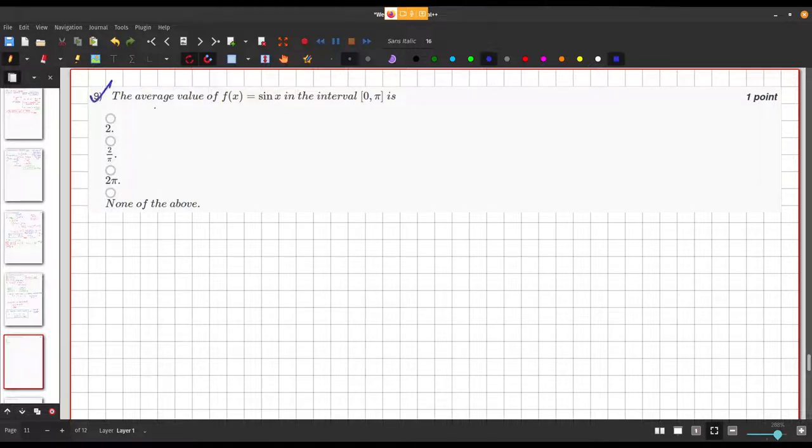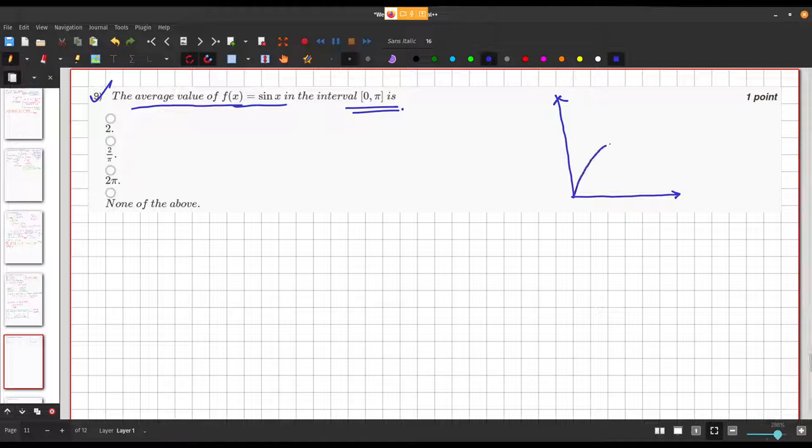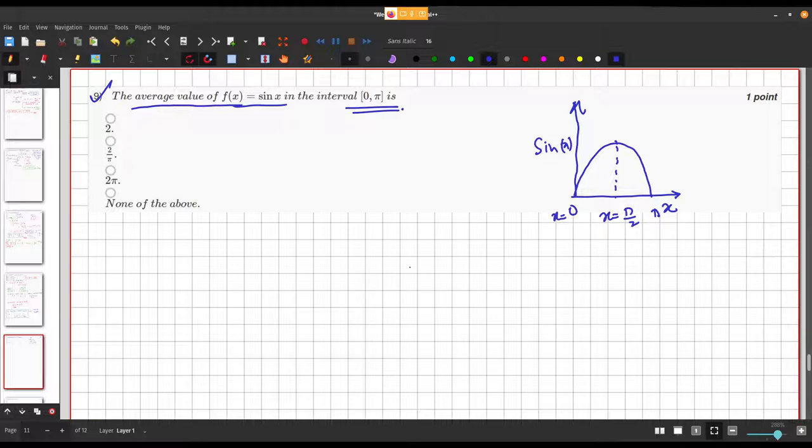So here it is asked, what is the average value of the function f(x) = sin x in the interval 0 to pi? So we know how the sin x function looks, let me draw the line a bit more straight. So this is sin x, this is x. It will peak at x equal to pi by 2, at x equal to pi, this will be 0, at x equal to 0, this will also be 0.